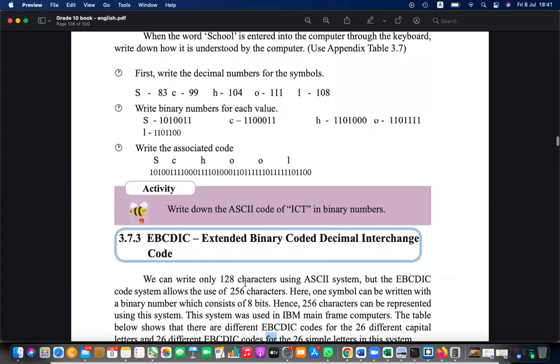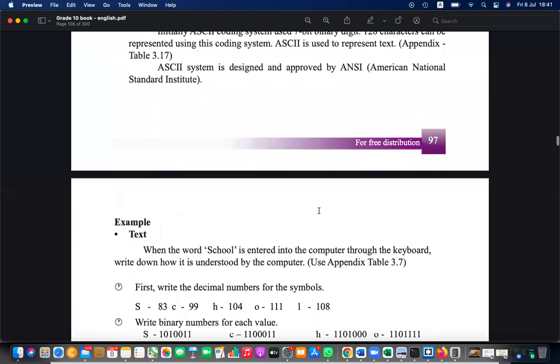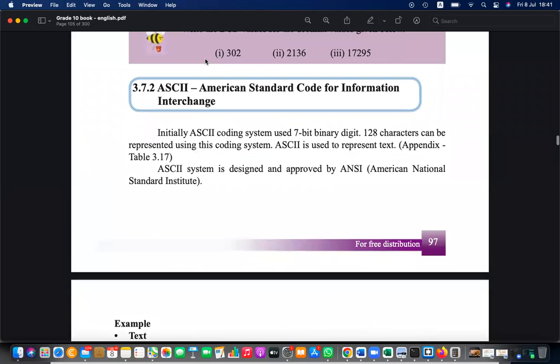So to compete with ASCII, EBCDIC was introduced. Later, ASCII also improved its number of characters by adding one more bit, and there is something called EASCII, or extended ASCII, which is not in the book. EASCII or extended ASCII has added one more bit, so 256 symbols.